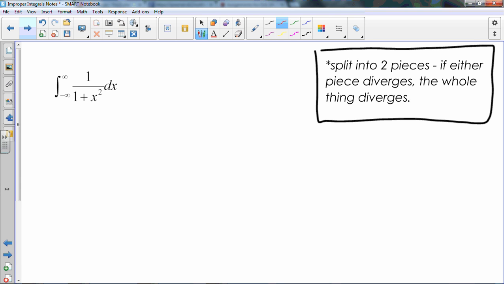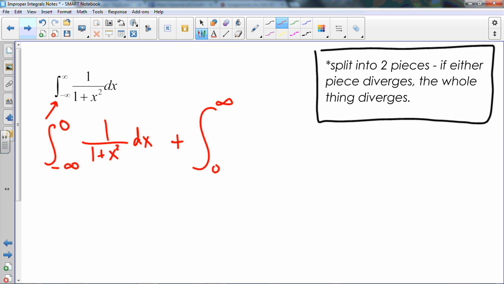We know back from Calc AB that if you have an integral like this, we can go the integral from a negative infinity to any number. I like to pick 0, like I said, of 1 plus x squared dx. We can take that and add on the area from the rest of the curve, and we get the area of the whole thing.